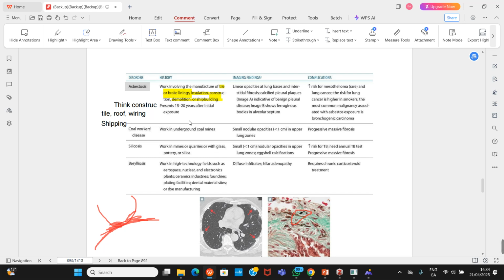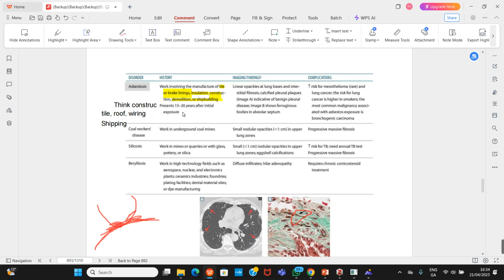It doesn't happen after like 1 or 2 years, so it takes a while. They must have been exposed for like 15 to 20 years, and afterward they start developing features of asbestosis. And what is going to be the imaging finding? Don't forget the way they present is very similar to other interstitial lung diseases: the dry cough, the dyspnea on exertion. If you listen, we are going to hear the fine, Velcro-like crackles in the lungs. Pretty much the same thing.